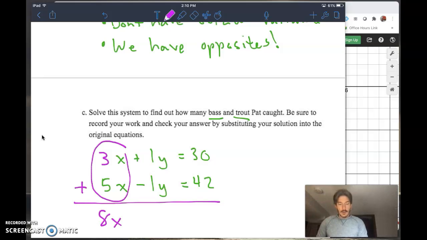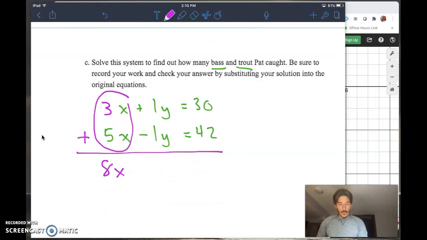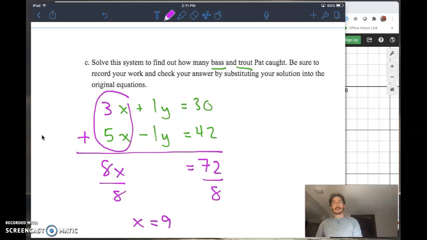All right. Here's why the elimination method works really, really well. Because what do 1y and negative 1y make? It makes 0y. Now I can write that right here, but you guys all know we don't need to. And then of course I can add those constants, 30 and 42, they make 72. Now look at what happens here. I've got a very solvable equation. 8x equals 72. Here we go. Let's divide both sides by 8, and I get x equals 9. That means the number of bass Pat caught is 9.